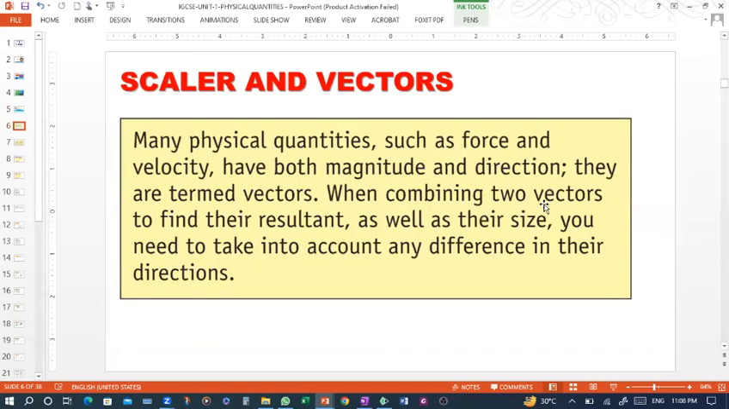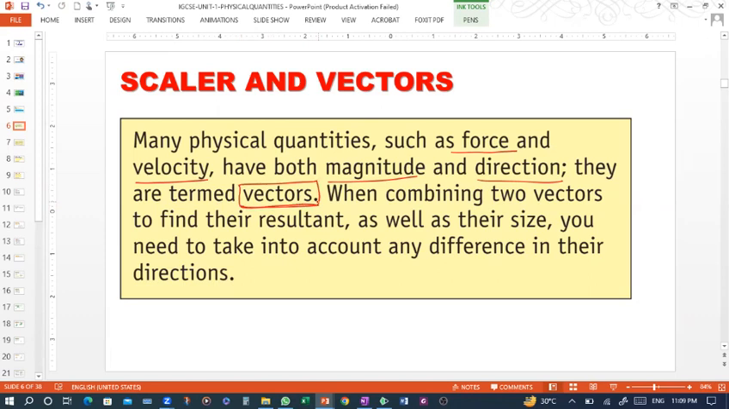Let's say physical quantities can be classified as scalar and vector. Here I have mentioned that many physical quantities such as force, velocity, and the rest of the physical quantities are there. For example, this is force, this is velocity. They need magnitude and direction, and they are termed as vectors.